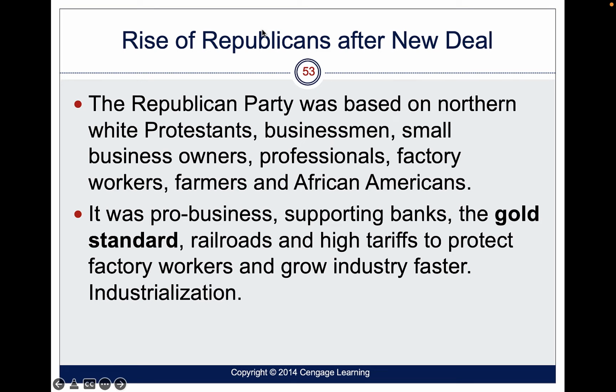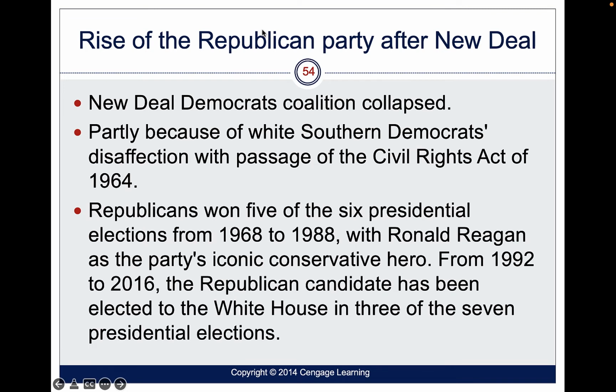So we started to see the rise of the Republicans, which was based off of that northern white Protestant business people, small business owners, professionals, factories, farmers, and at that time, African Americans. Pro-business, supporting banking, the gold standard, the railroads, and high tariffs to protect the factory workers. And we saw industrialization growing really rapidly. The New Deal coalition collapsed, so the New Deal Democrats started to go away, partly because of the defection of white Southern Democrats because of the Civil Rights Act.